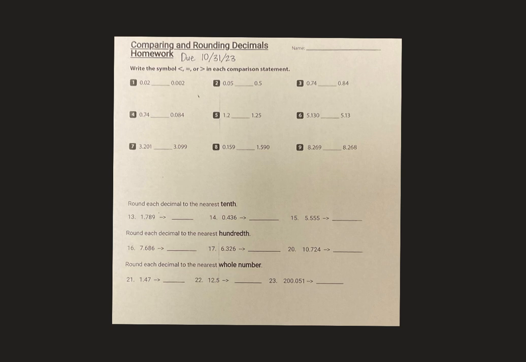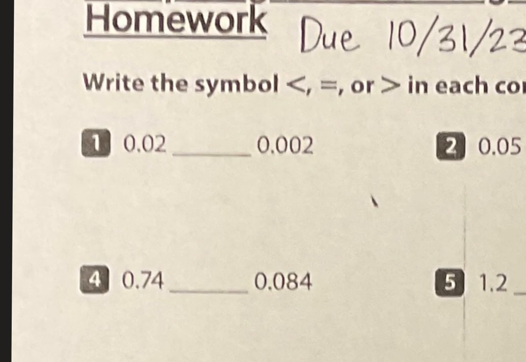So we have 9 each. We have 9 comparing and 9 rounding. And so we are going to look at number 1 in the comparing, and then we're going to look at number 13, 16, and 21. So let's go ahead and look at number 1.